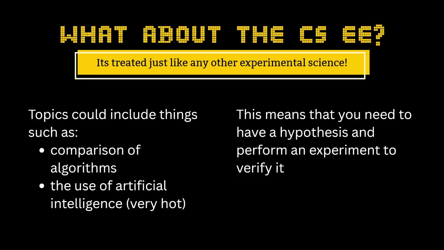So in the computer science EE, you are given an initiative to go outside the syllabus. You want to research something that interests you, something that perhaps isn't in the main computer science syllabus itself. This is your opportunity to do so if you're interested in the intricacies of algorithms. This is where you can research it.